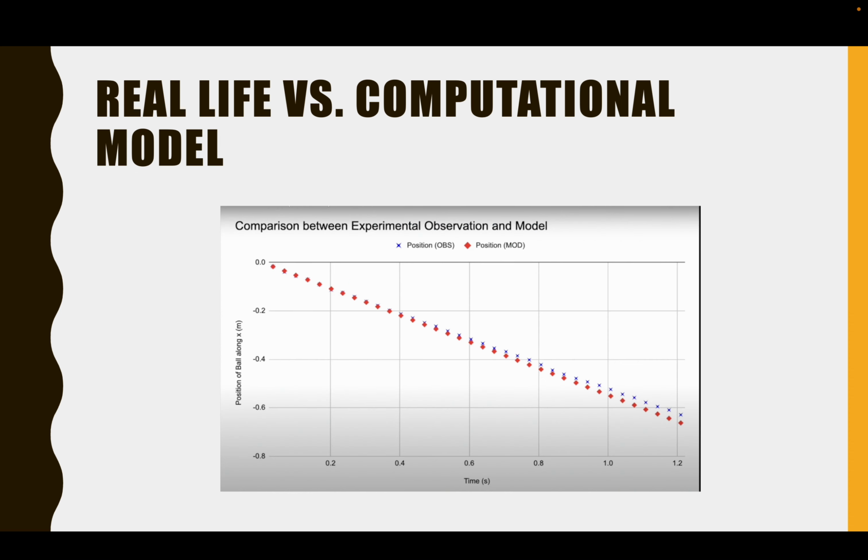Now I compared the real-life and the computational model in a position versus time graph to show that both models were very similar. The reason why it's a negative slope is because I used the negative x-axis since the ball was moving to the left. As you can see, both models were very similar, which means that the computational model gave an excellent representation of the real-life experiment.